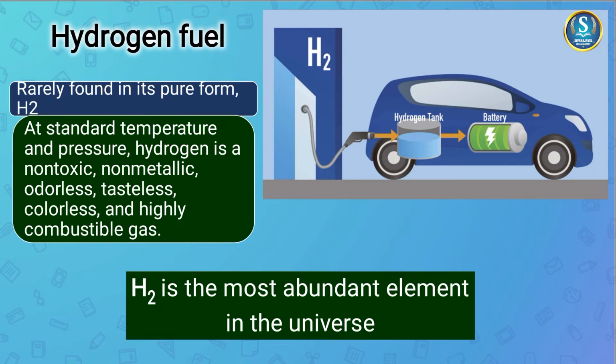Here hydrogen is the lightest and the first element on the periodic table. Since the weight of hydrogen is less than air, it rises in the atmosphere and therefore it is very rarely found in its purest form, that is H2. At standard temperature and pressure, hydrogen is non-toxic, non-metallic, odorless, tasteless, colorless and highly combustible.